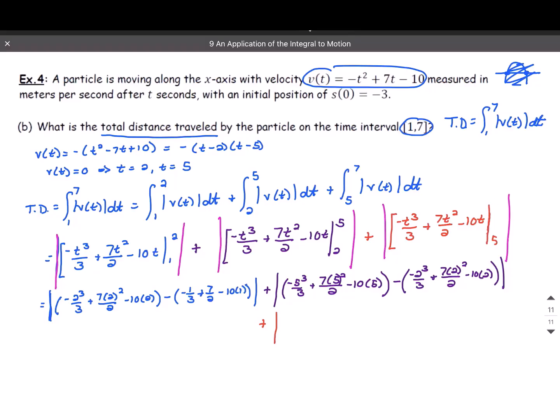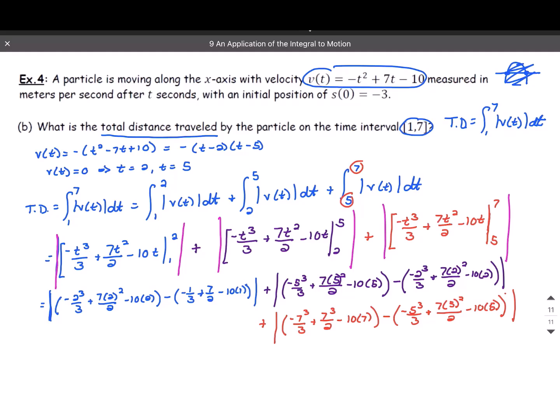Those limits should have been from 5 to 7, right? That was here, 5 to 7. Okay, so we're going to substitute in a 7, so it's negative 7 cubed over 3 plus 7 times 7 squared over 2 minus 10 times 7. Close it, minus, open, negative 5 cubed over 3 plus 7 times 5 squared, all over 2 minus 10 times 5. Close it, absolute value. Go grab your calculators, guys.